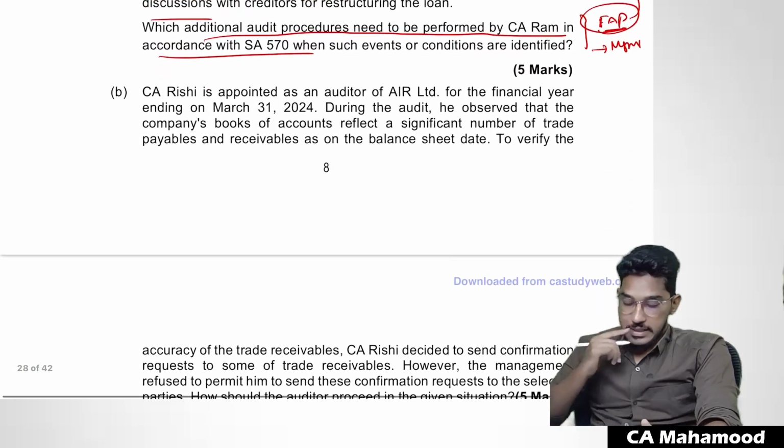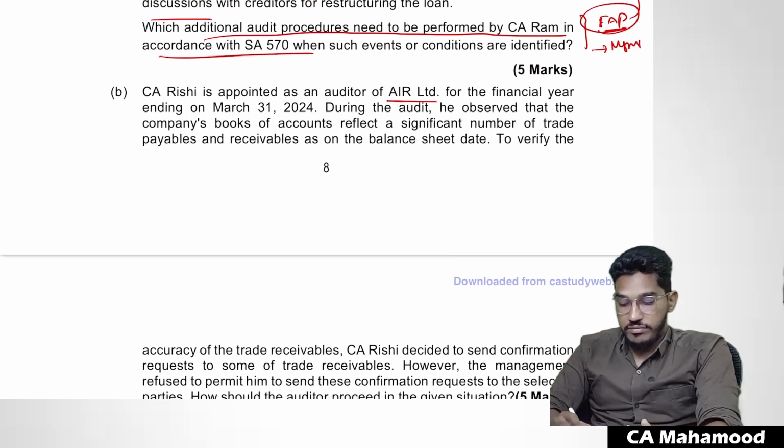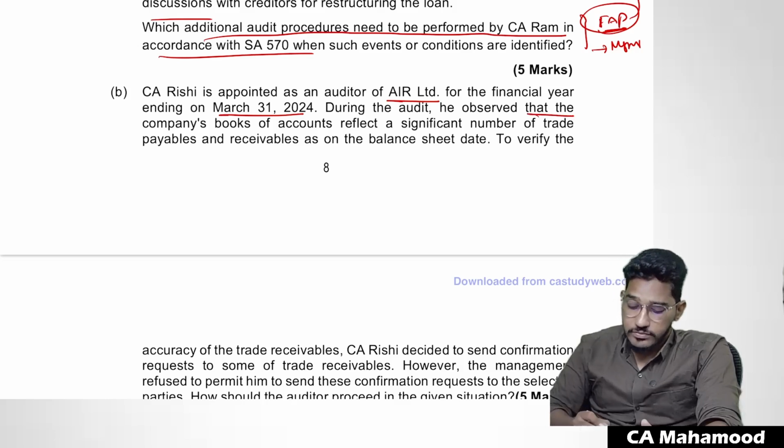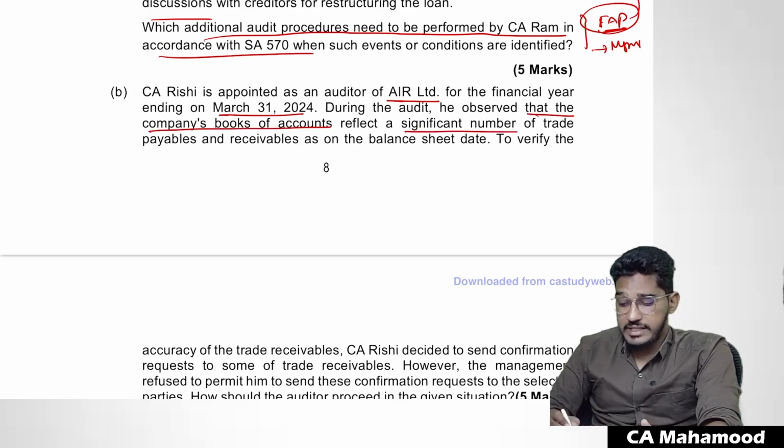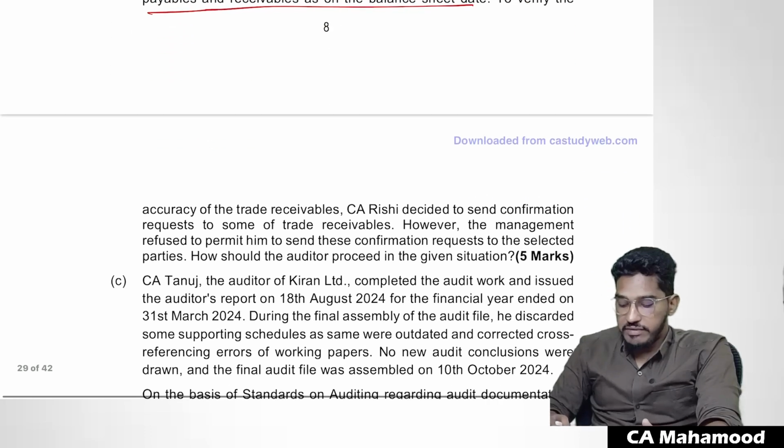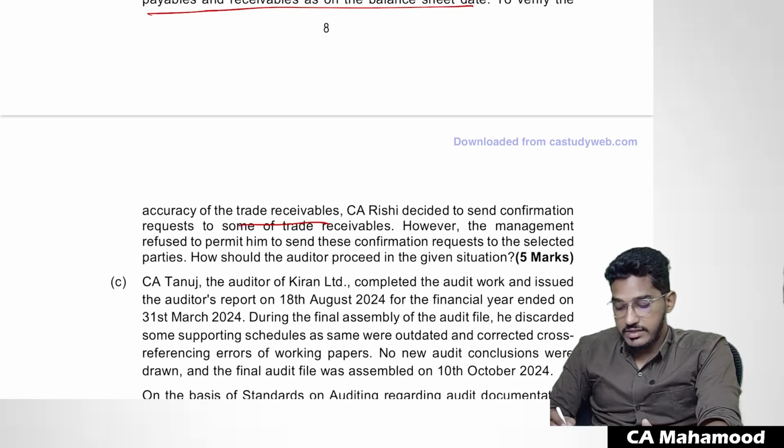Next. CA Rishi is appointed as an auditor of Air Limited for the financial year ending on 31st of March 2024. During the audit, he observed that the company's books of accounts reflect a significant number of trade payables and receivables as on the balance sheet date. To verify the accuracy of the trade receivables, CA Rishi decided to send the confirmation request to some of the trade receivables. However, the management refused to permit him to send the confirmation request to the selected parties. How should the auditor proceed?